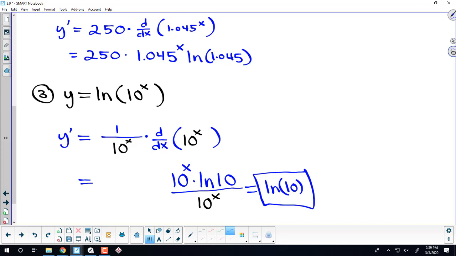I think you can see that a little bit more immediately if we rewrite. We've got the log of something raised to a power. That's just x times the natural log of that thing. The power comes out front and multiplies the logarithm. Here we are again. What's the derivative of x times the natural log of 10? It's natural log of 10.